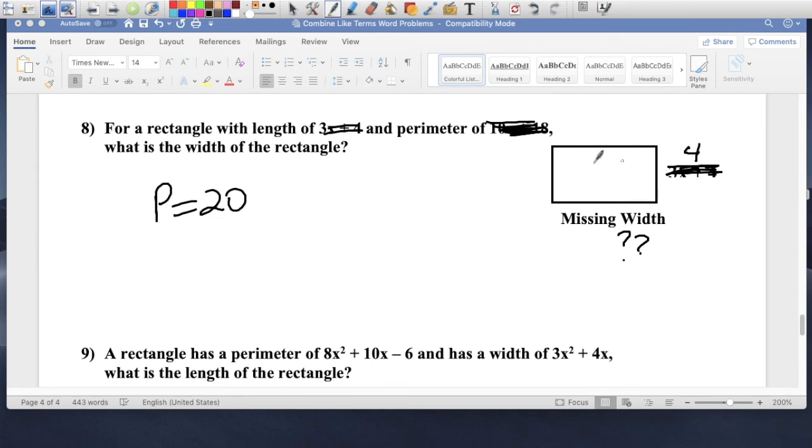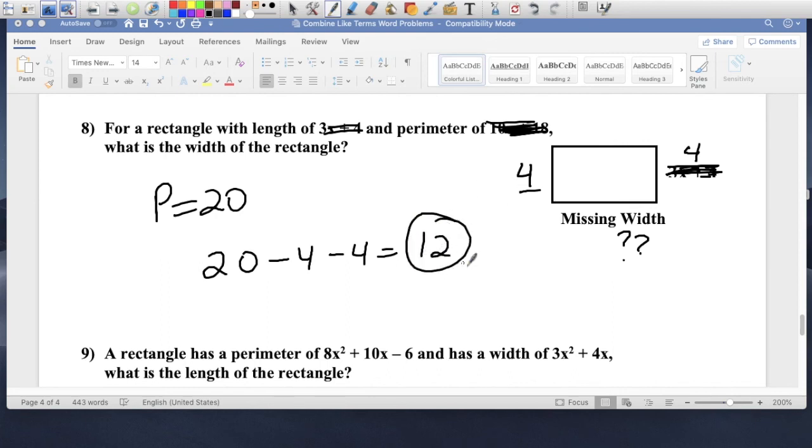Well, first of all, if that's 4, we know that this is 4, right? So the total perimeter is 20. You would do 20 minus 4, this 4, minus 4, which is this other 4. So 20 minus 4 is 16. 16 minus 4, you would say that's 12. So now you have 12, and 12 represents this side and that side. So 12 is representing two sides, and then you would do 12 divided by 2, and you would tell me that this is 6 and that's 6.